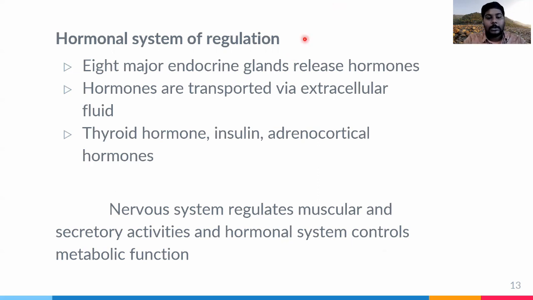The next form of regulation is done by the hormonal system. The hormonal system consists of 8 major endocrine glands which release hormones. These hormones are transported by extracellular fluid to different parts of the body where they control various metabolic functions. Examples of hormones include the thyroid hormone, insulin, as well as adrenocortical hormones. The nervous system essentially regulates the muscular and secretory activities of various glands, whereas the hormonal system regulates and controls various metabolic functions.